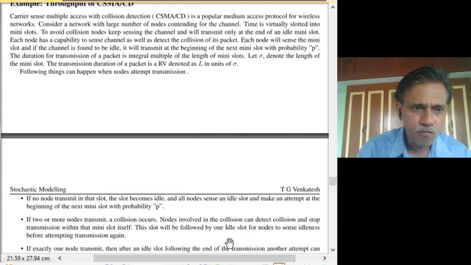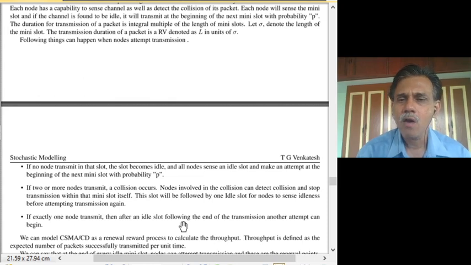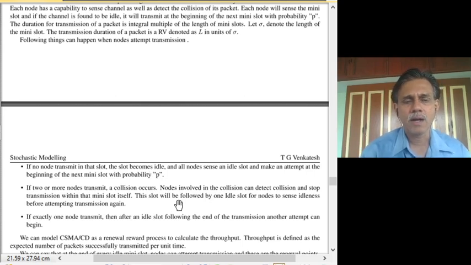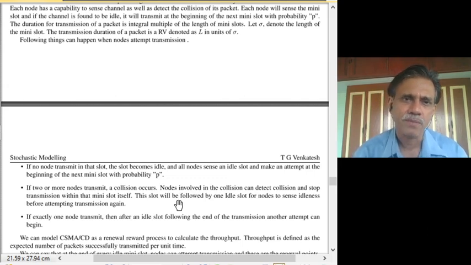Then if exactly one node transmits, all other nodes will keep quiet and this transmission will become successful. After that transmission ends, there has to be an idle mini slot, after which another attempt can occur. To make this work, the transmission duration has to be an integral multiple of the number of mini slots, so that nodes will remain synchronized.